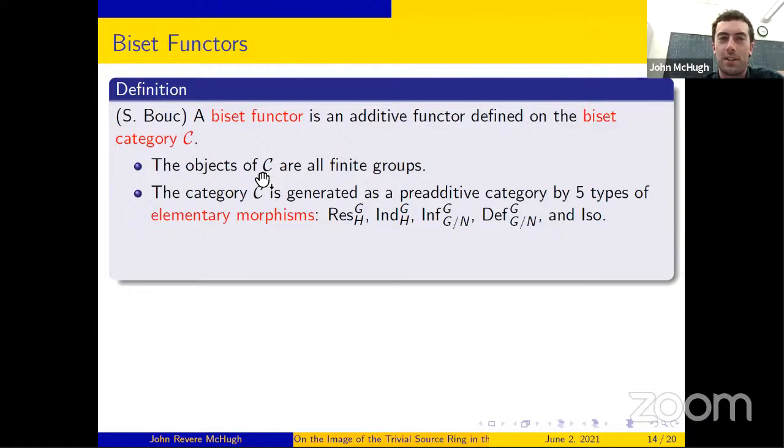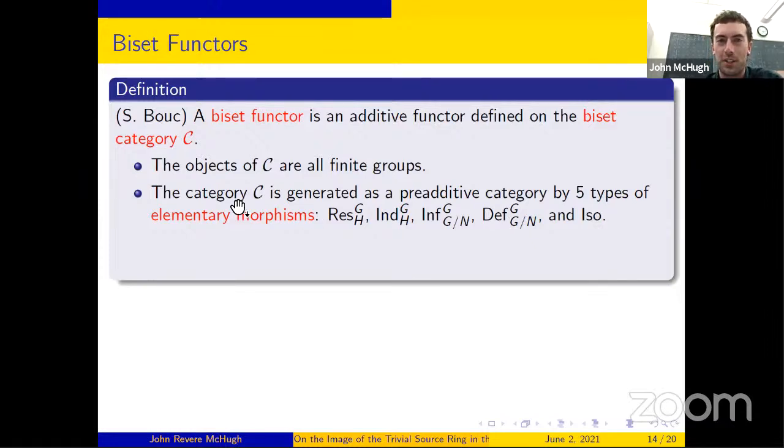Morphisms are a little bit harder to describe, but there are 5 important types of morphisms in this category, and they're denoted like this, which is sort of suggestive of how we're denoting these morphisms. But at the moment, these are just abstract morphisms in this biset category. We might call this one restriction. We might call this one induction. This one could be called inflation, deflation, and isomorphism.